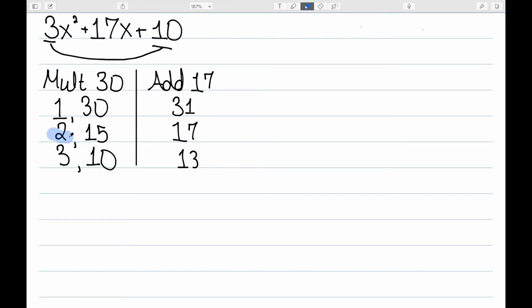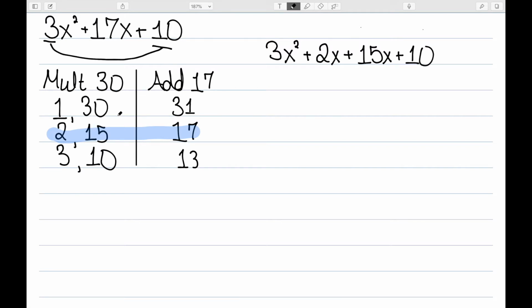And this time, instead of being able to go straight to my answer, like I could when the coefficient here was 1, I have an extra step. I'm going to rewrite this problem. I'm going to write it as 3x squared plus 2x plus 15x plus 10. So I'm going to use these two things here to rewrite 17. So I wrote 17 as 2 plus 15.